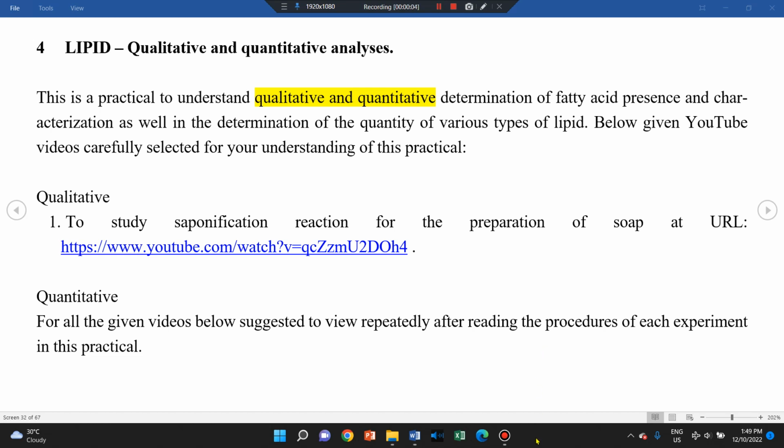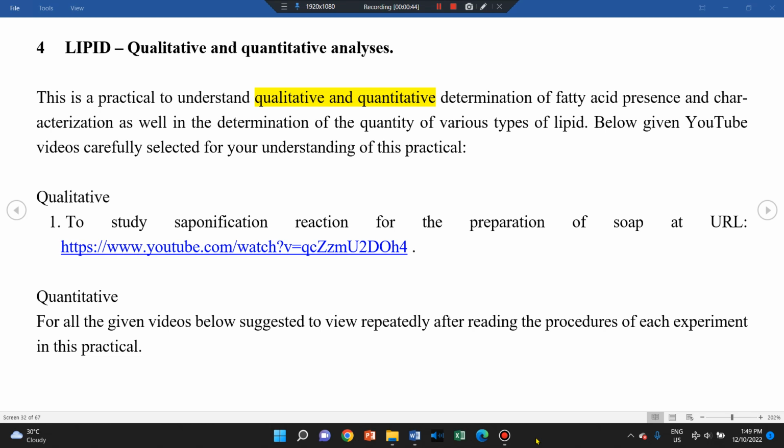So this is going to be the briefing for the practical of lipid, qualitative and quantitative analysis. And I am Dr. Jaya. In this practical you will be covering two experiments that are broken down into qualitative as well as quantitative determination of lipid. We will normally select two types of oil, olive oil as well as palm oil, and we will run through these experiments.